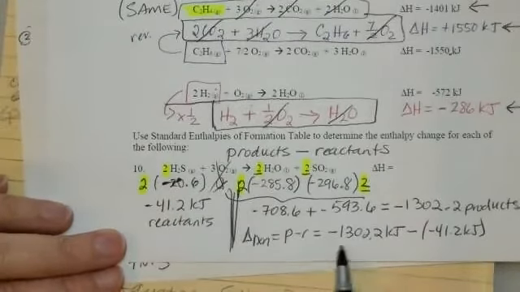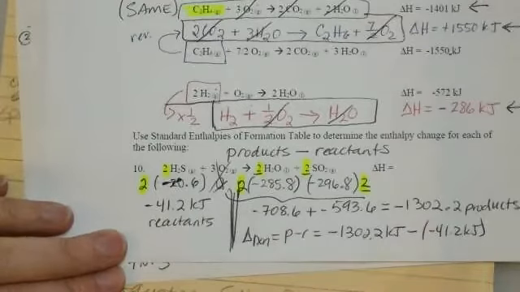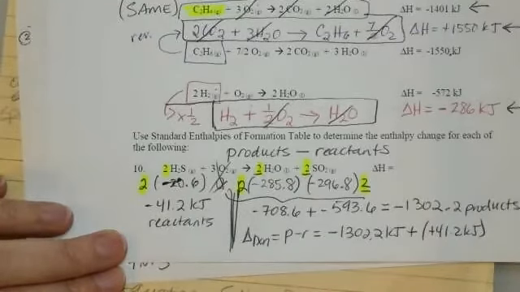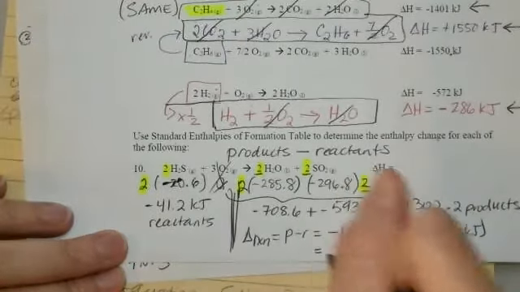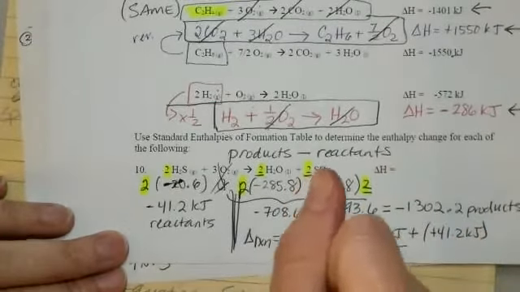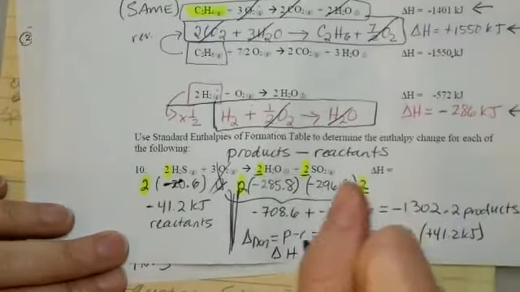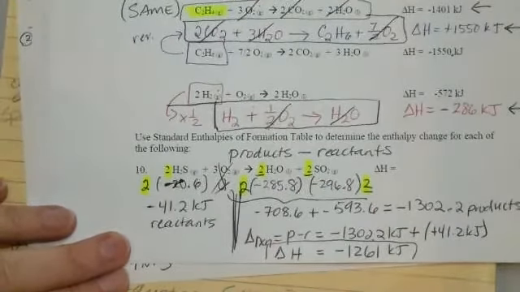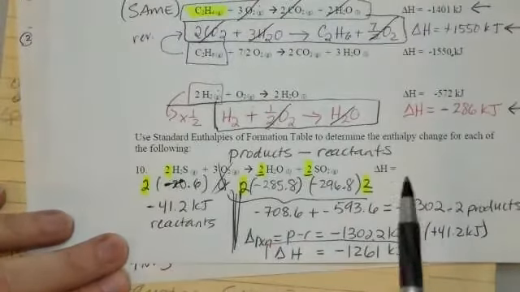So I'm going to have a negative 1302.2 and negative minus a negative, that's going to become adding a positive, added to 41.2. So 41.2 minus 1302.2, since that one's negative, I get a heat of reaction of negative 1261 kilojoules. All right, and so that would be my delta H for that reaction. All right, so that's how we do heats of formation to get the delta H of this reaction.